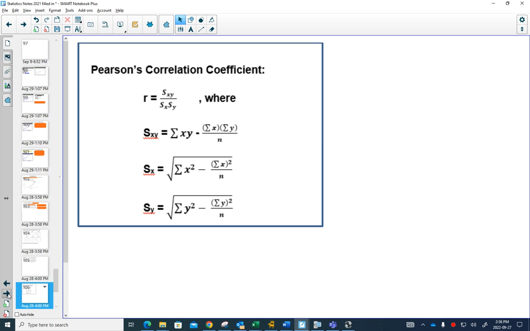And here's the mathematical way of figuring it out. So we've got some of the same similar formulas that we had in the least squares. But for these values, I'm showing you the formulas, how it's calculated, but for the most part, we're going to be using our calculator to get these values for us.